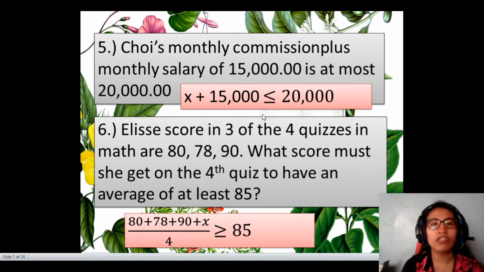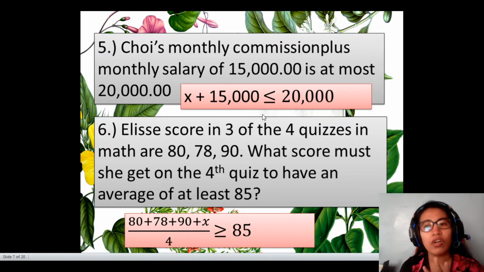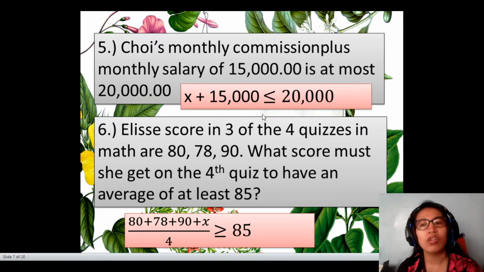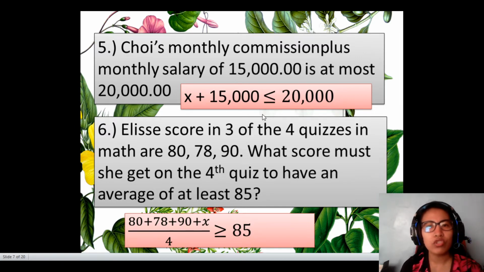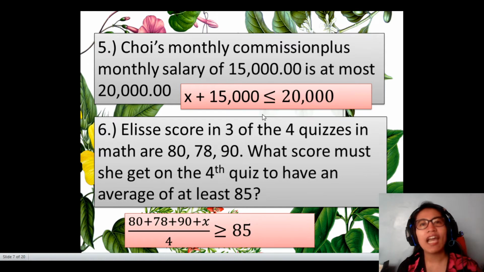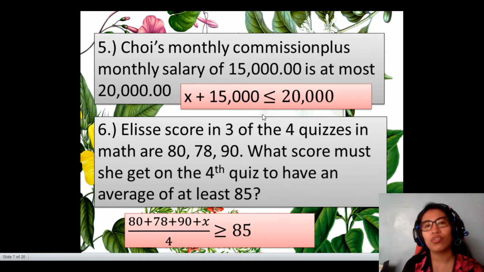So just a reminder, when it has an equal symbol, that is your equation. When it has the symbols less than, greater than, less than or equal to, greater than or equal to, we can call it an inequality. And when I say at most, that means you're less than or equal to. When I say at least, that means you're greater than or equal to.